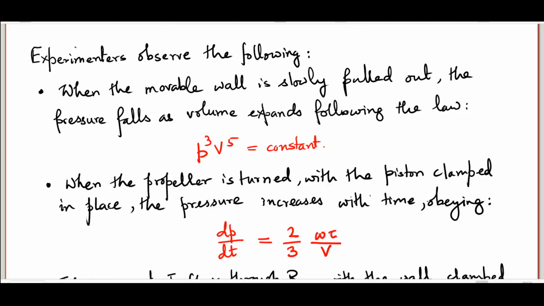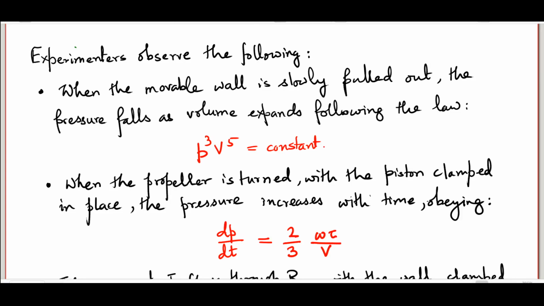Now again, our experimentalist friend finds that as you do this, the pressure of the gas inside increases with time. And the rate at which this increase occurs, dP/dt, is given by (2/3) ωτ/V, where ω is the angular velocity with which the propeller is turning, τ is the torque acting on that, and V is the volume of the gas, as before.